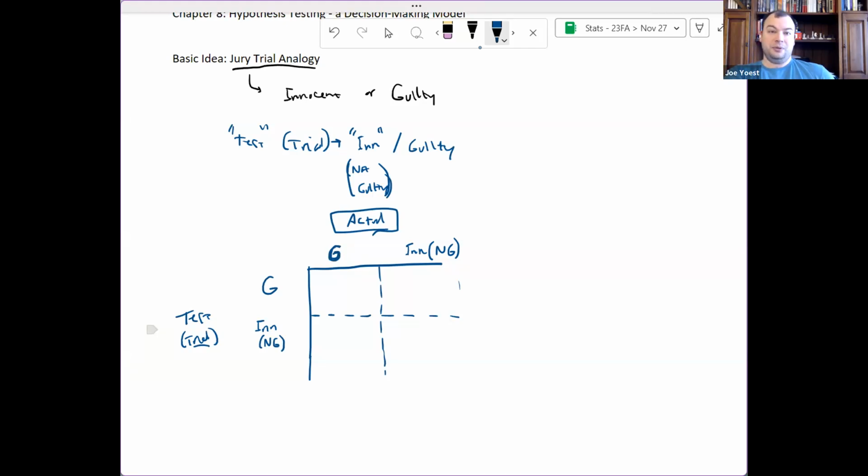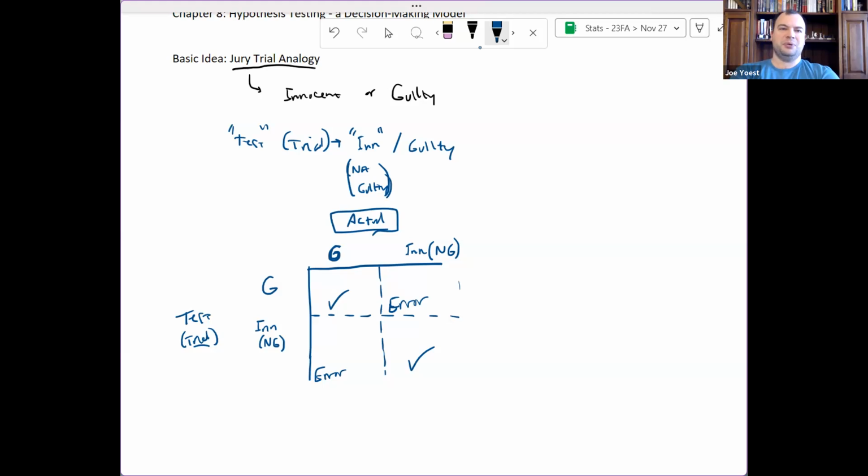We want the test, we want the trial to give results that are consistent with reality. That would be ideal. So if the trial says the person's guilty and they're actually guilty, that's a good result. And likewise, if the trial says they're innocent and they're actually innocent, that is also a good result. But we have two other quadrants where if the trial says they're guilty and they're actually innocent, that's an error. And if the trial says they're innocent, they're actually guilty, that's also an error.